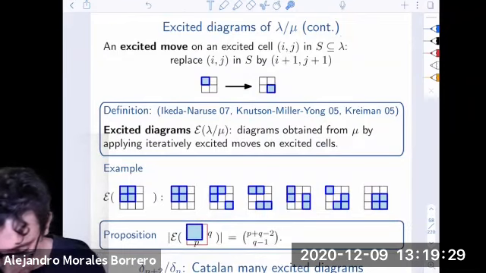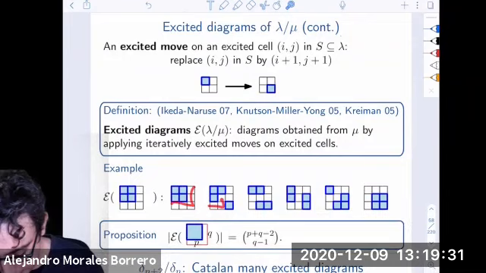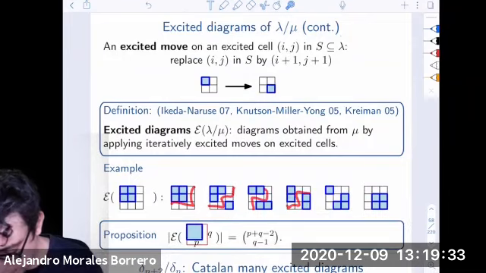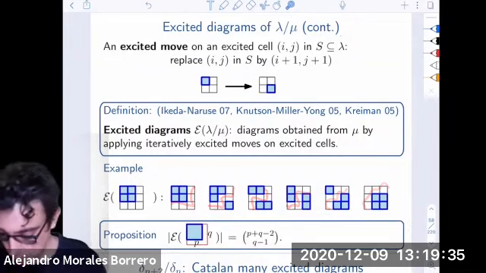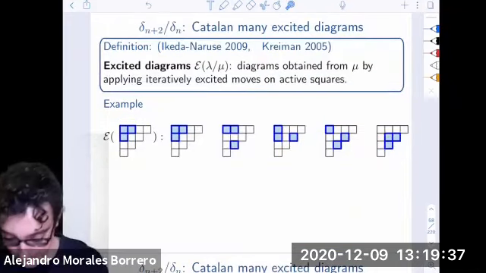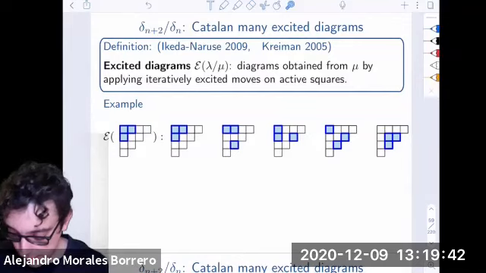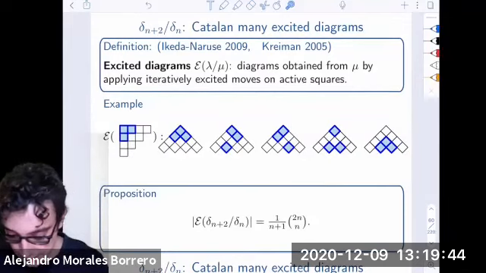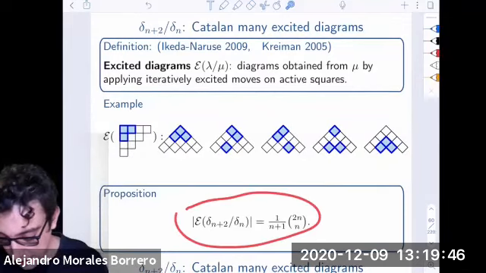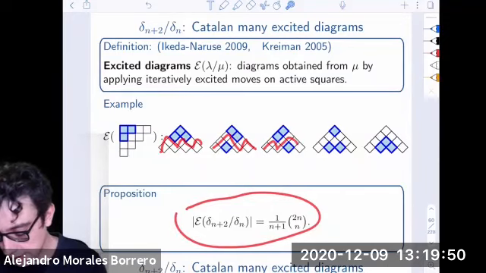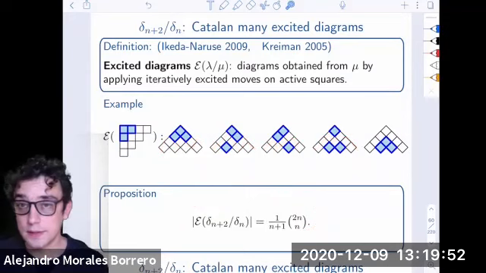You can see that the complements are lattice paths, so you can see why the answer is a binomial coefficient. If you look at the zigzags, the ones that give you these Euler numbers, the number of excited diagrams are just Dyck paths; the complements are Dyck paths. So the number of excited diagrams here is given by the Catalan numbers. Okay, so that's nice.